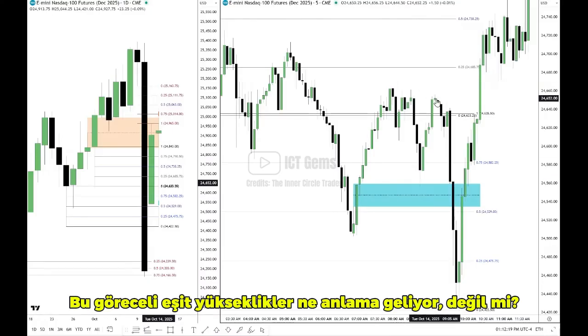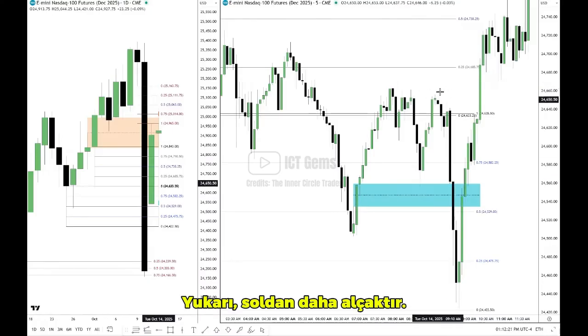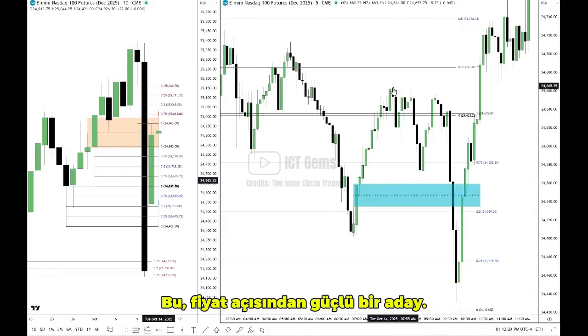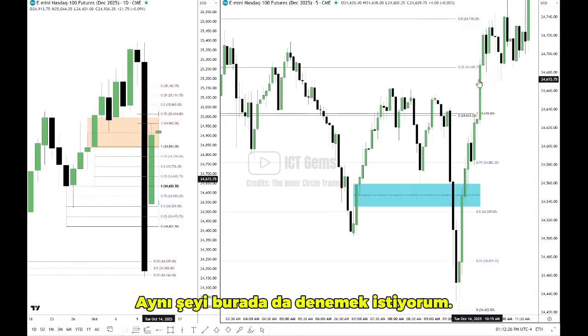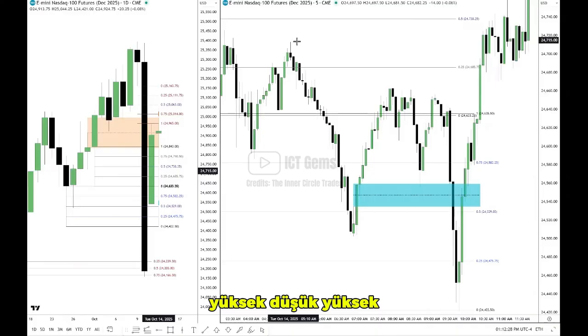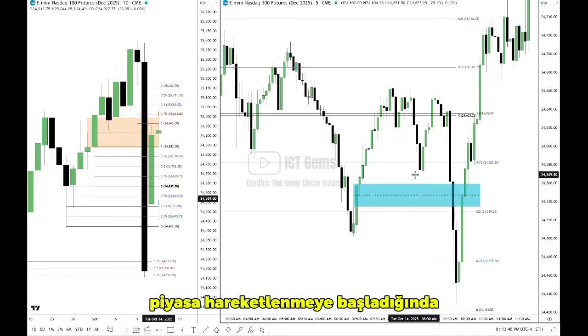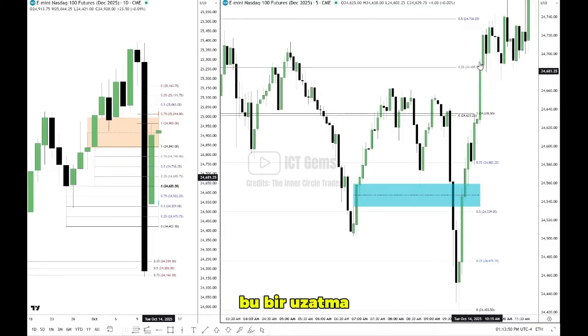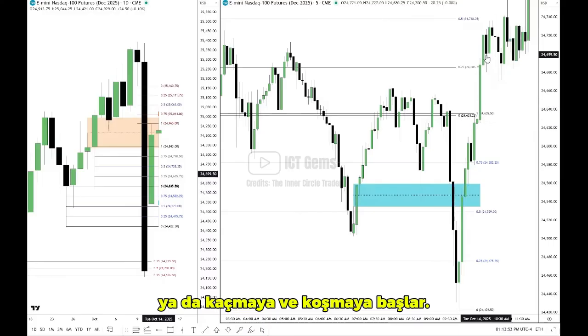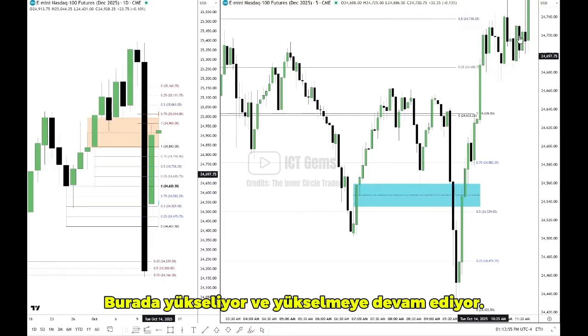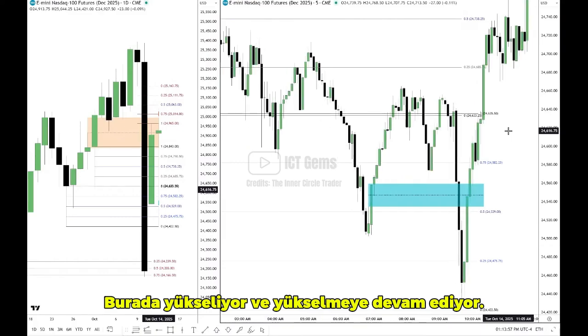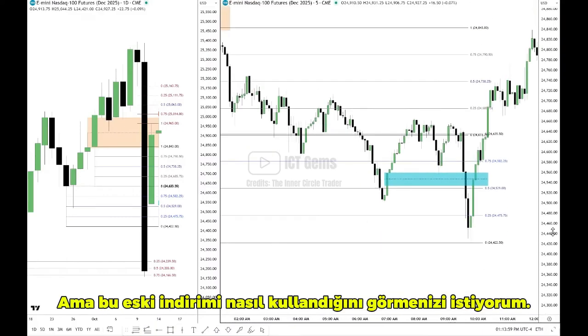What's this? Relative equal highs. Right high is lower than the left. This is a strong candidate for price wanting to run through. Same thing here. High, lower high. When the market starts to run, this is protraction, where it just starts to escape and run. And it runs above those relative equal highs here and it continues to go higher. But I want you to see how it uses this old discount wick.